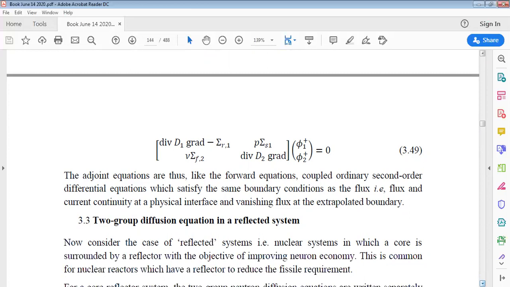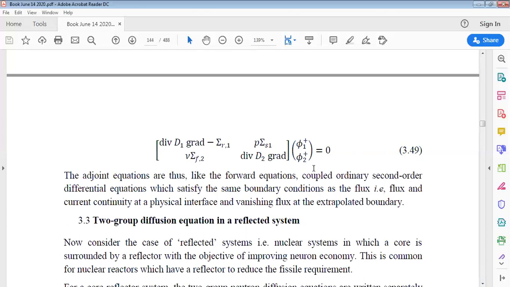So there's a whole theory of the adjoint equations. They are very useful in nuclear engineering because as my own PhD supervisor, the late Jeffrey Lewins at Cambridge University, wrote in a book. He has a book on the importance function.